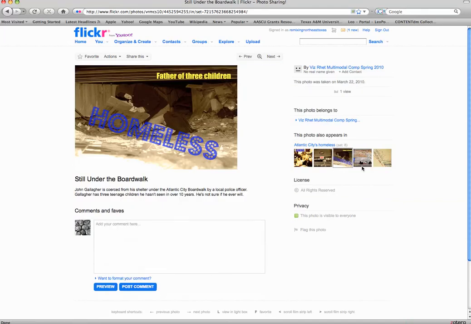Father of 3 children, still under the boardwalk. John Gallagher is coerced from his shelter under the Atlantic City boardwalk by a local police officer. Gallagher has 3 teenage children he hasn't seen in over 10 years. He is not sure he ever will.